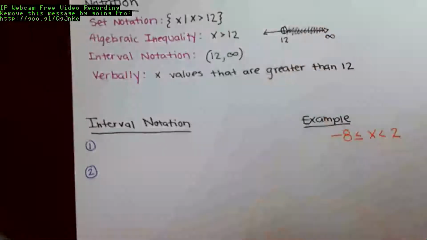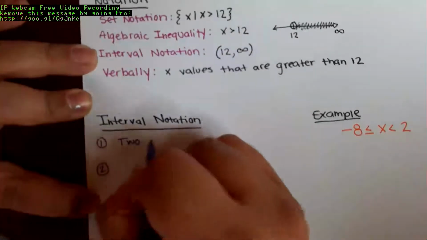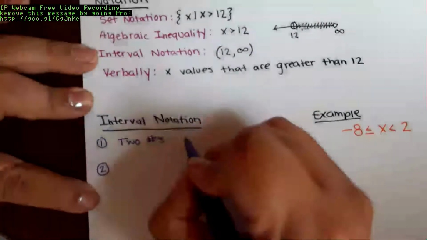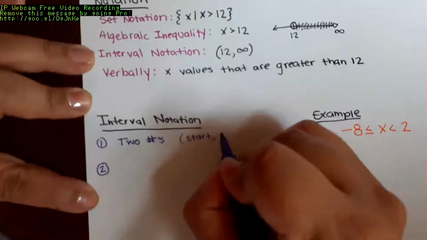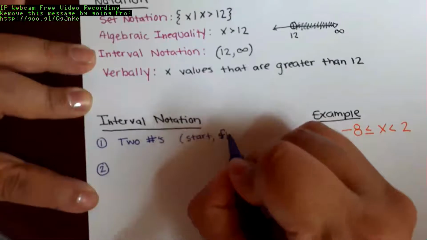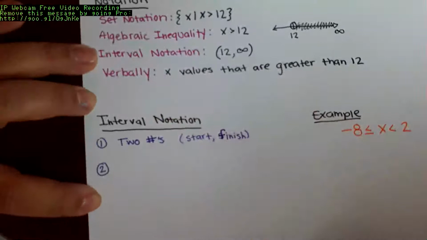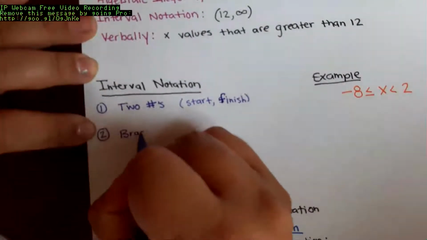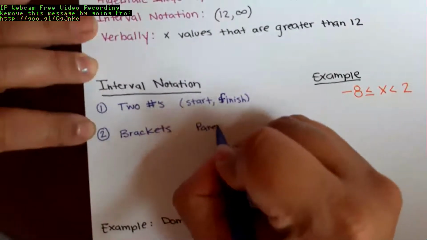So there's two things that I need for interval notation. The first thing are two numbers. So for number 1, I'm going to write down two numbers, and I'm just going to put the little number sign. And I'm going to write down that my two numbers are where I start my graph and where I finish. So this is an F for finish. Okay, and the second thing I need is to know whether it's brackets or if I'm going to use parentheses.